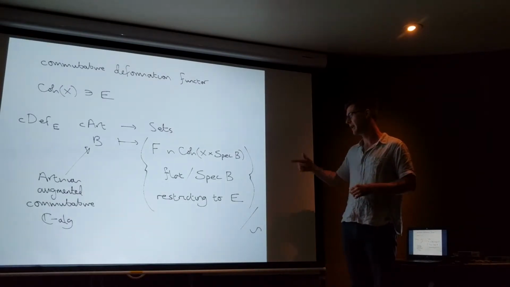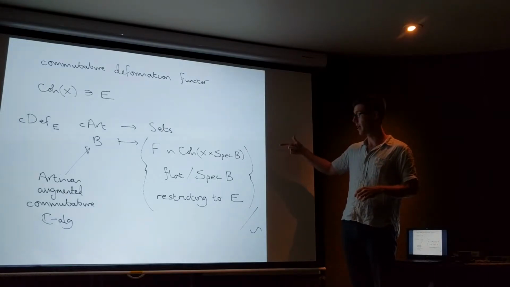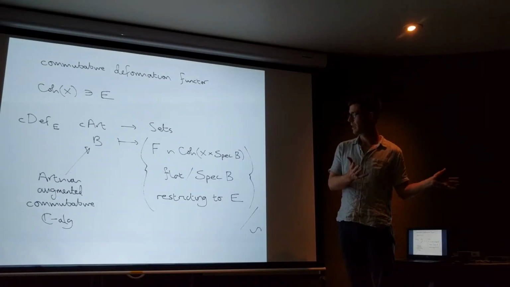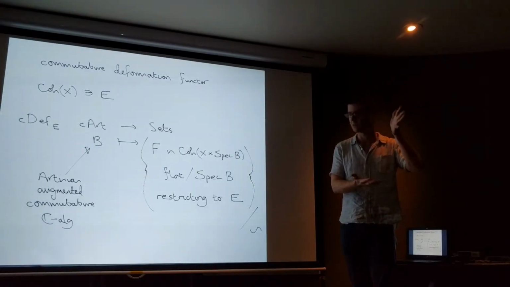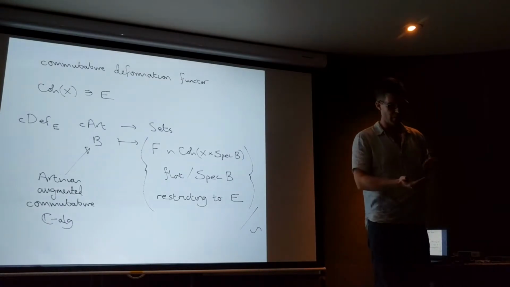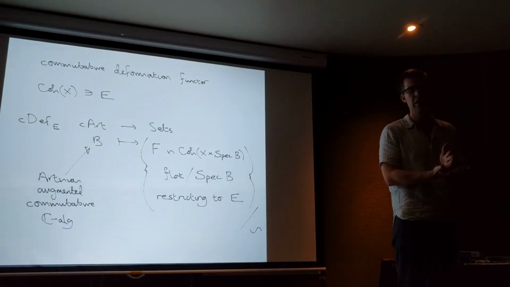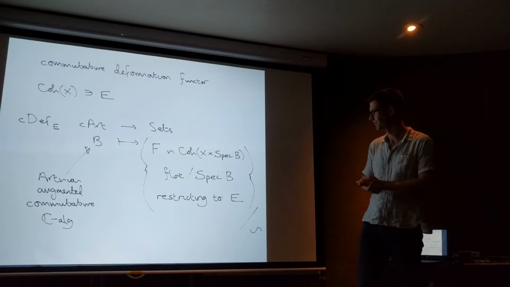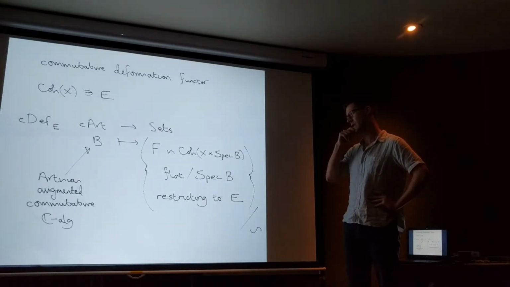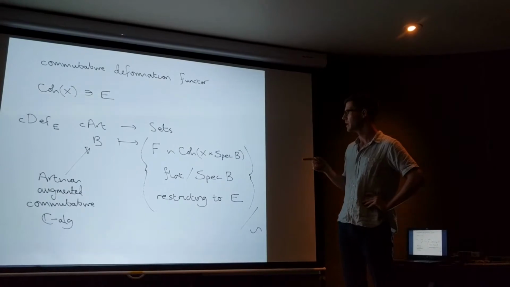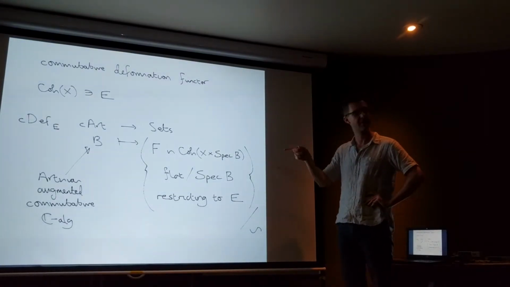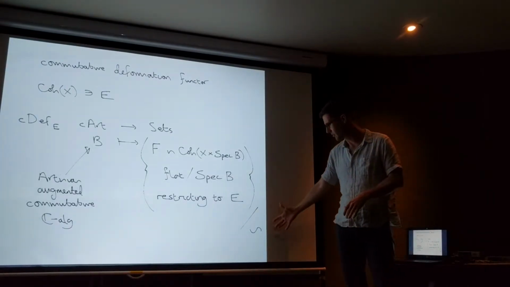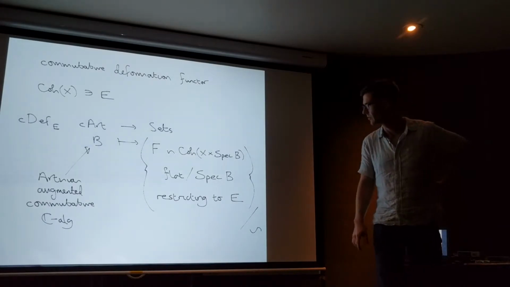Well, I take F, a coherent sheaf on X times spec B, and I ask for that to be flat over spec B. And I also ask for it to restrict to E, by which I mean that F should restrict to E at the point in spec B that we've picked out. So if I restrict F to X times the point, that should be isomorphic to E. And I take these up to a suitable equivalence relation, which I don't speak about.